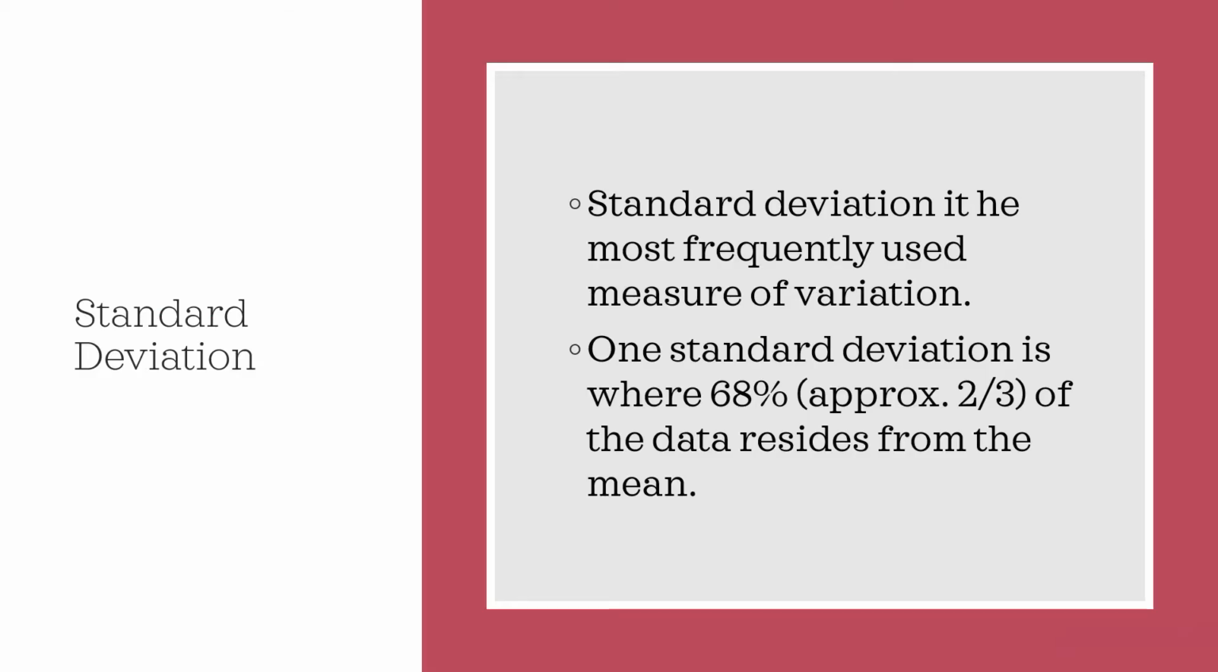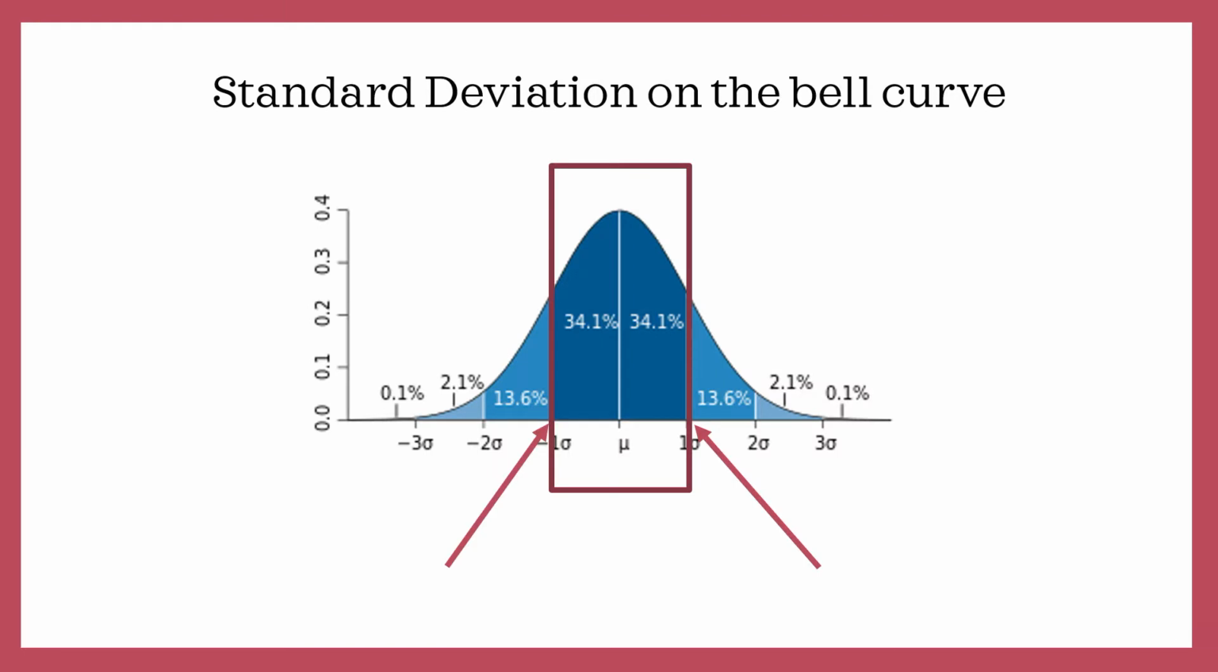So the standard deviation is the term used most frequently as the way to measure variation. A standard deviation is where 68%, or 2/3, of the data resides around the mean. So here's our mean, our average, and if you make a square around 2/3 of the data, this is called one standard deviation. So it's a measure of how narrow or elongated your data set is, okay?